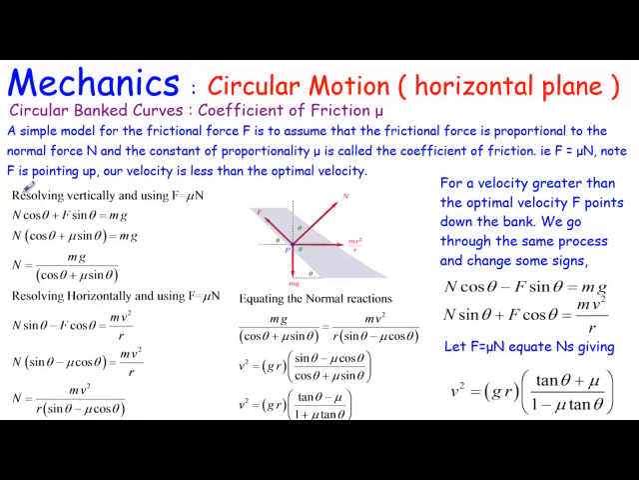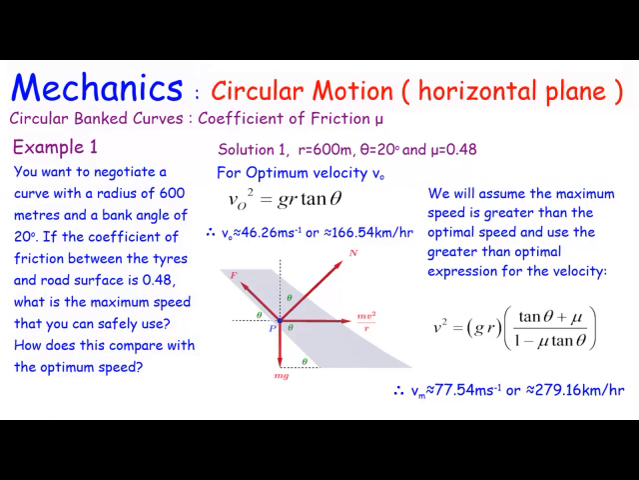Now we'll just go through an example. We want to negotiate a curve of radius 600 meters, banked at an angle of 20 degrees, with a coefficient of friction between the tyres and the road of about 0.48, which is actually quite conservative. It's probably more like 0.6 or 0.7. But I just picked a very conservative coefficient of friction.